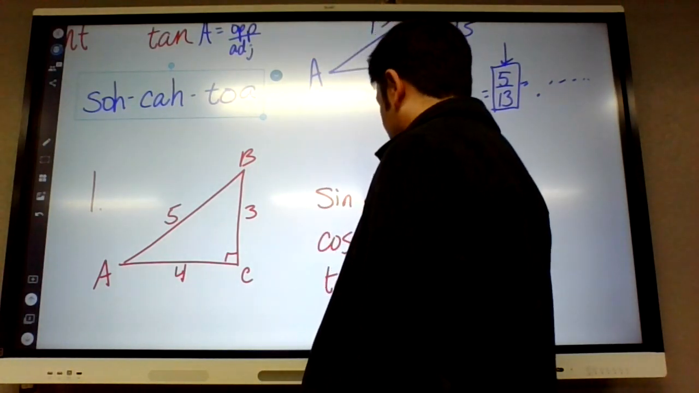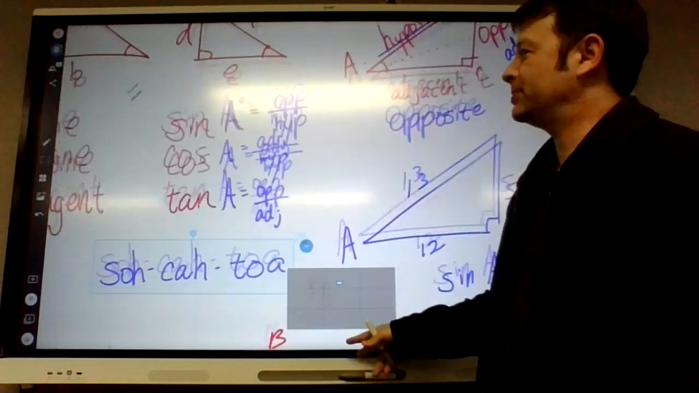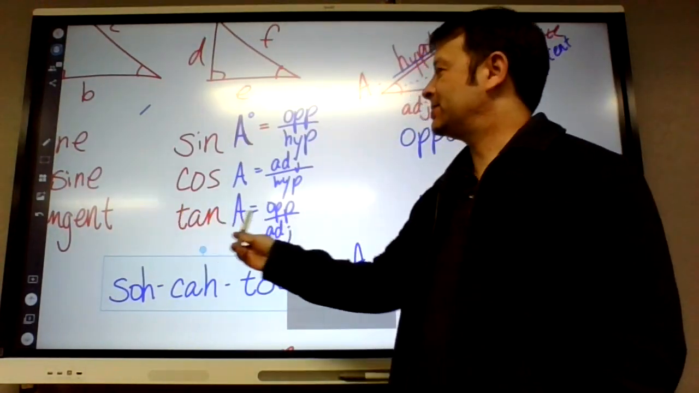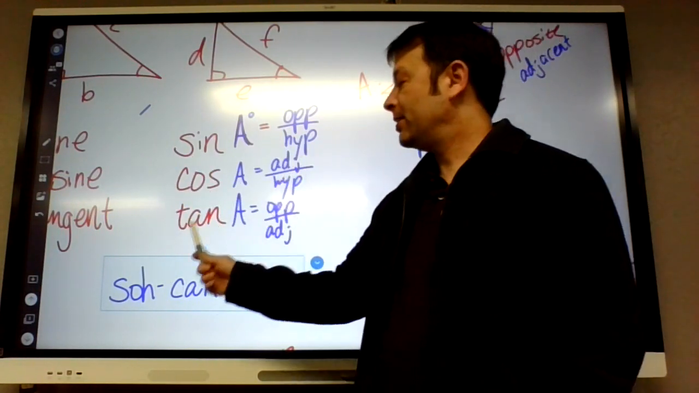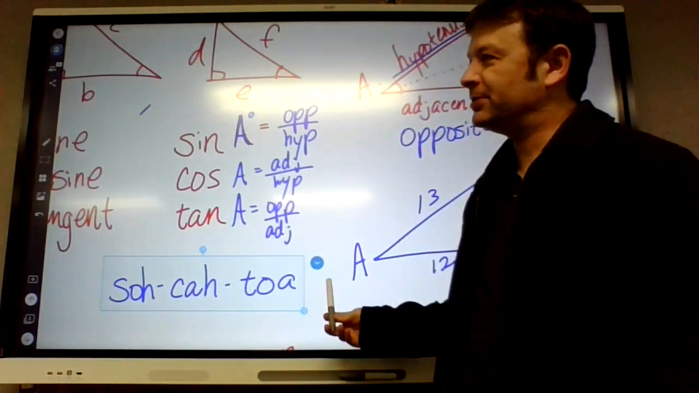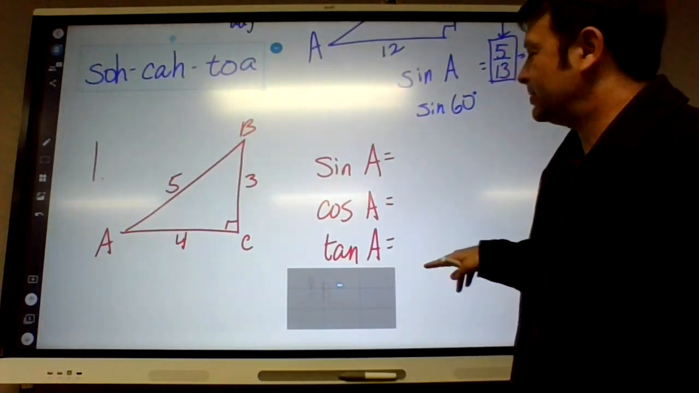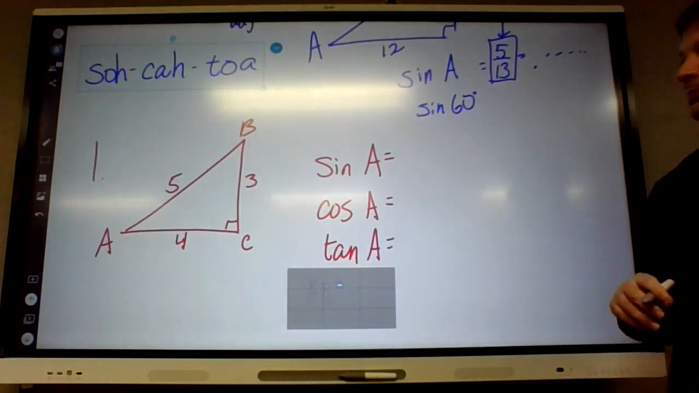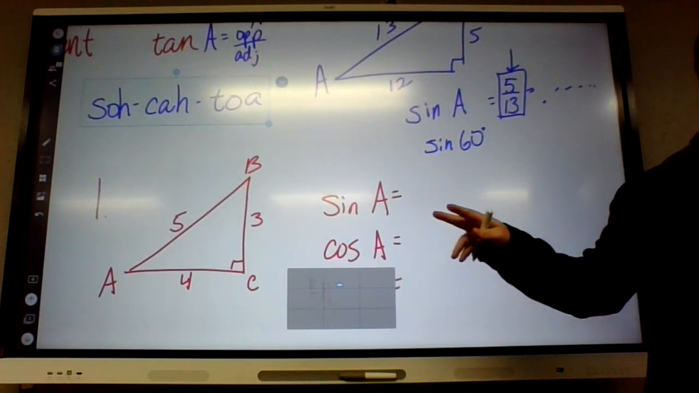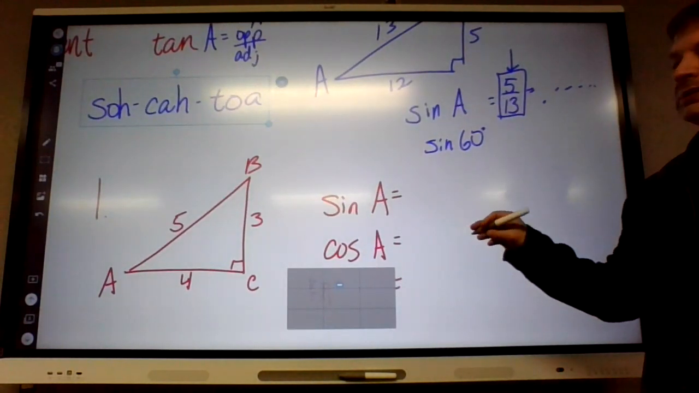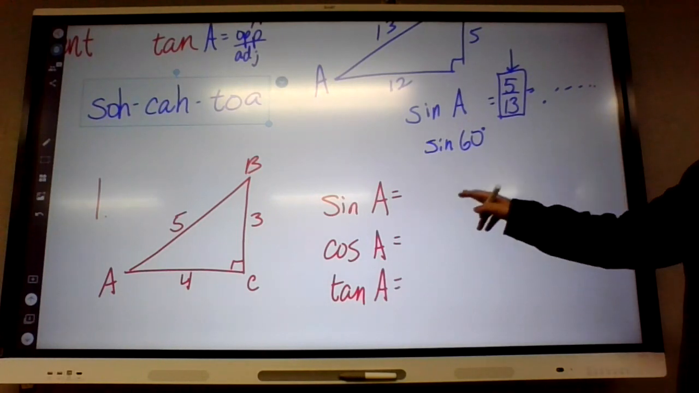By the way, number one on the test, which will be in about 3 weeks, is this right here. You have to know it from memory. Therefore, you need to know SOHCAHTOA, how to spell it, and what it stands for. Okay, so this is number one from the book. Sine of A. What is sine supposed to tell us? What ratio is it supposed to tell us?